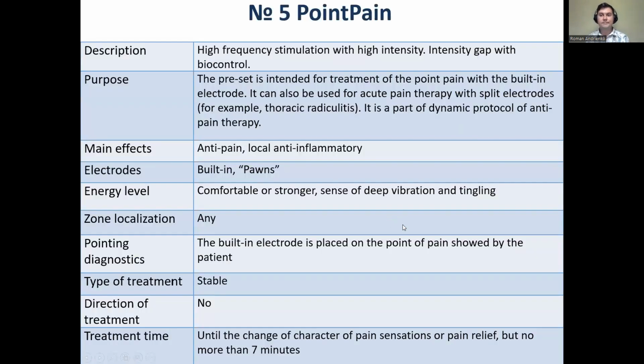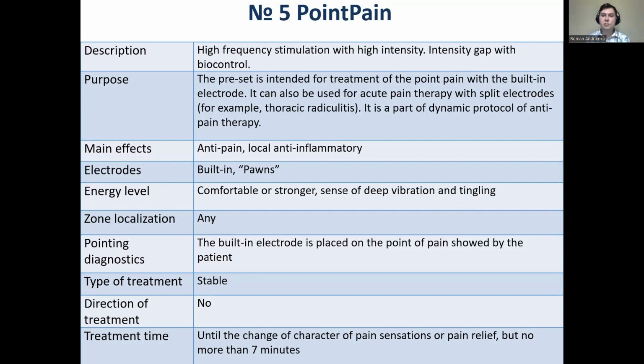All right, number 5, point pain. Pretty self-explanatory here. So what is the point pain? The good answer to this question is the pain that we can show with maximum three fingers or one finger. It is something when you ask your patient, where does it hurt? They say, here. This is the point pain.